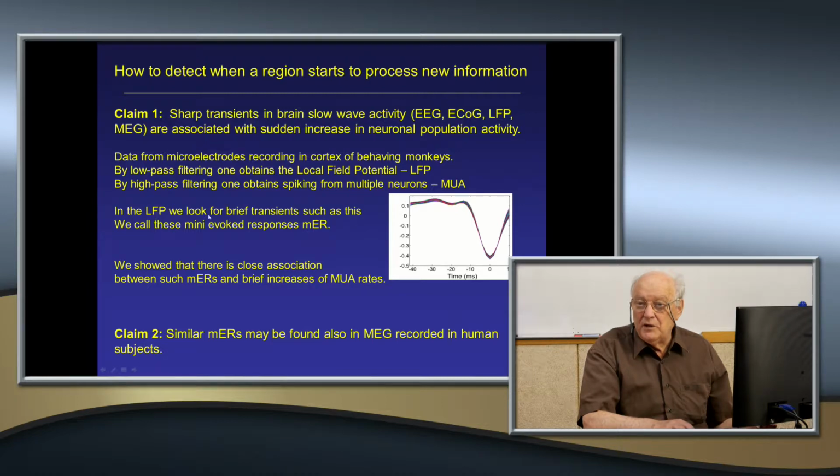In the LFP, we look for brief transients such as this one here. We call them mini-evoked responses because they look like a regular evoked response but smaller. We have shown that there is a close association between such mini-evoked responses and brief increases in the multi-unit activity rate, so they might signify increase in activity of neurons. Claim 2. Similar mini-evoked responses may be found also in MEG recorded in human subjects.